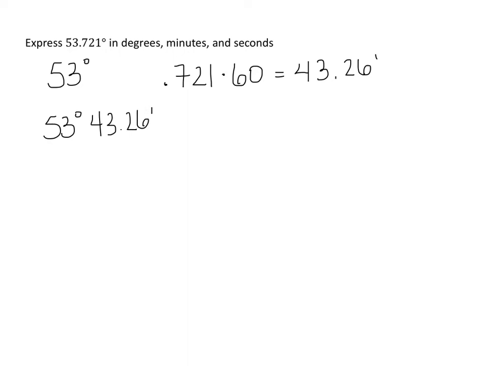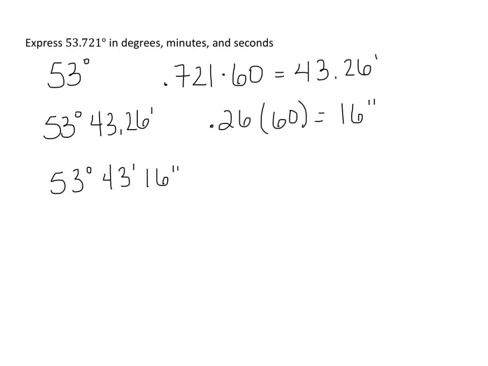43.26 minutes. Now we don't leave minutes as a decimal. So we need to take the fraction of the minutes, the 0.26, and convert that to seconds. So we take 0.26, we multiply that by 60. And that's going to give us 16 seconds. So our final answer is that we have 53 degrees, 43 minutes, 16 seconds.